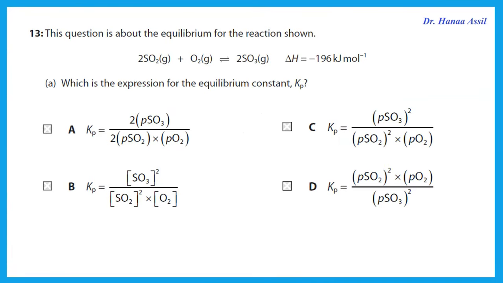This equation is about the equilibrium for the reaction shown, which is the expression for the equilibrium constant Kp. Remember that to write the expression for Kp, it is the partial pressure of products raised to the power of their coefficients divided by the partial pressure of the reactants raised to the power of their coefficients. So obviously this is the correct answer.